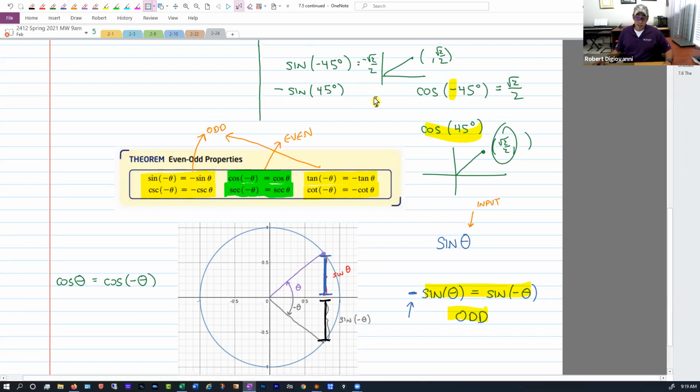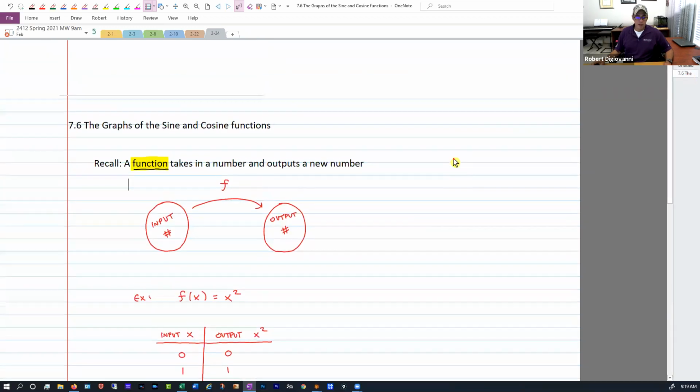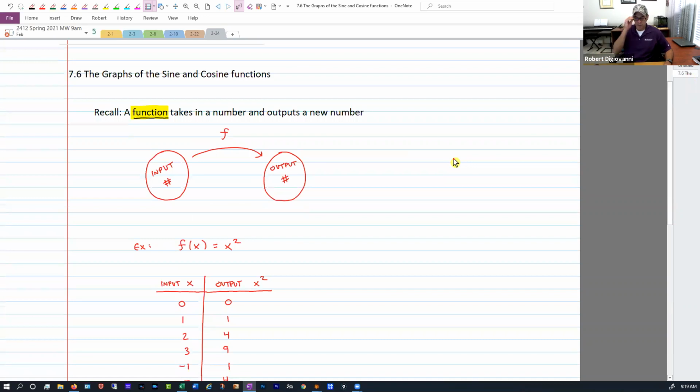All right, so we're going to start 7.6. This will be the last section that will be on the test. And this is a critical section, okay? Because how well you do in the next few sections is dependent upon your understanding of this section, all right? And we've put everything in place now to start to look at the 6 trig functions as functions and look at their graphs. So let's just back up a second and remember what a function is, right?